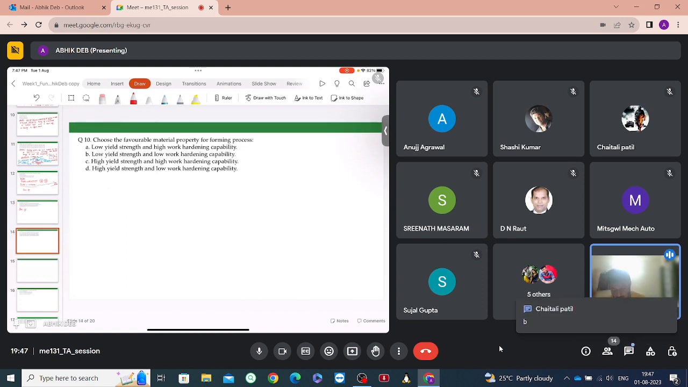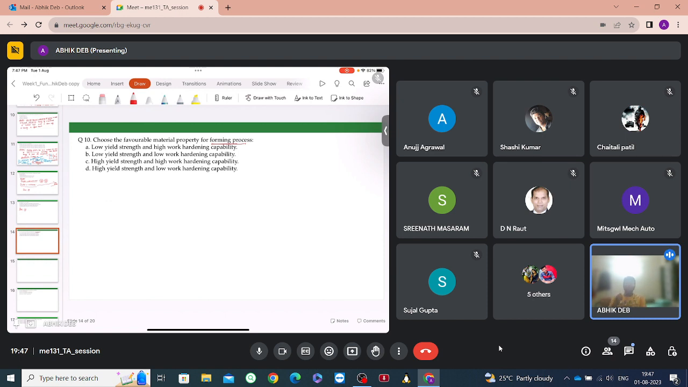Then the next question. Choose the favorable material property for the forming process. Be careful about the forming process. Low yield strength and high work hardening capability; low yield strength and low work hardening capability; high yield strength and high work hardening capability; and high yield strength and low work hardening capability. The previous one we considered was casting. Now we are coming to the forming process.